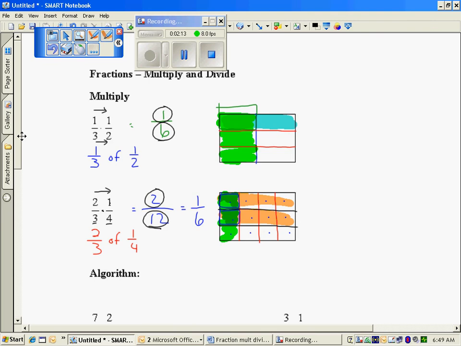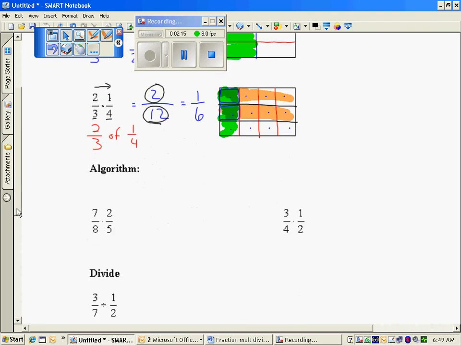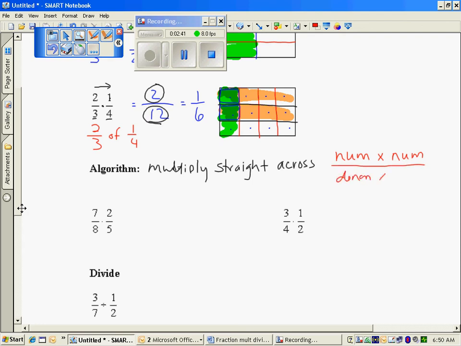So if the algorithm is just a recipe, the recipe is telling me to multiply straight across. So that means I'm going to take the numerator of my first fraction times the numerator of my second. I'm going to take the denominator of my first times the denominator of my second.